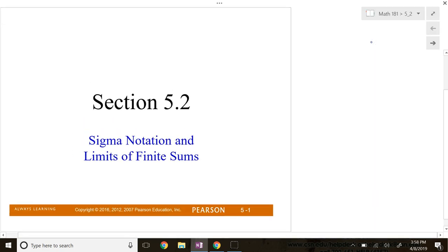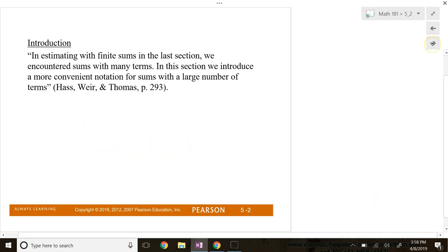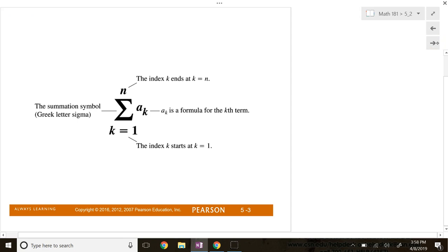Calculus class. We're going to talk about sigma notation and limits of finite sums, so that we can get a more convenient notation for sums with a larger number of terms. Let's review your sigma notation a little bit. This is the Greek letter sigma. This is your lower sum. This is your upper sum. And this is the formula that you're using for the kth term.